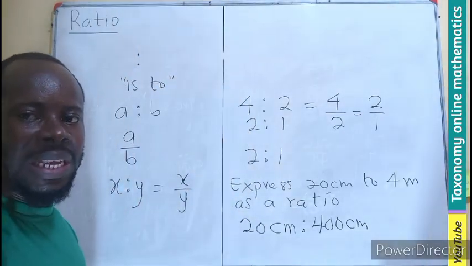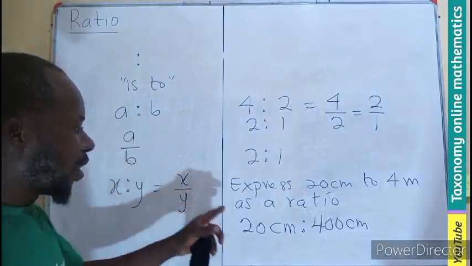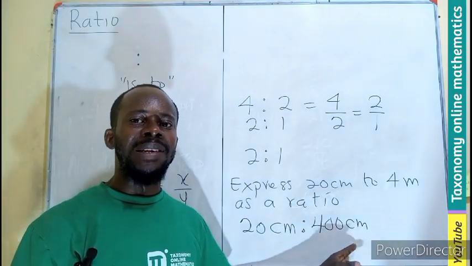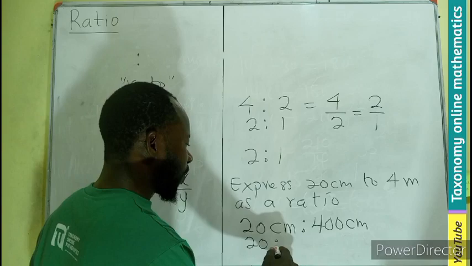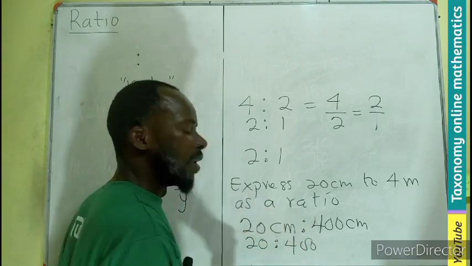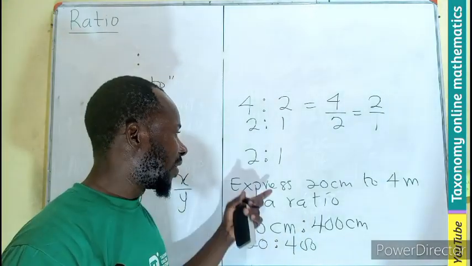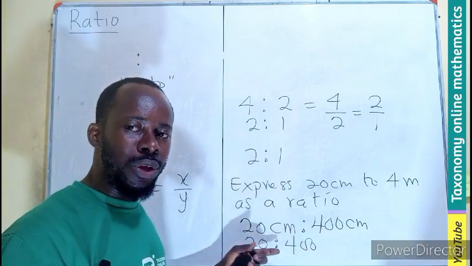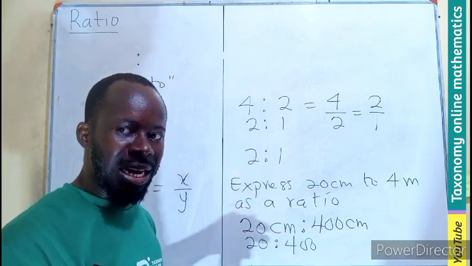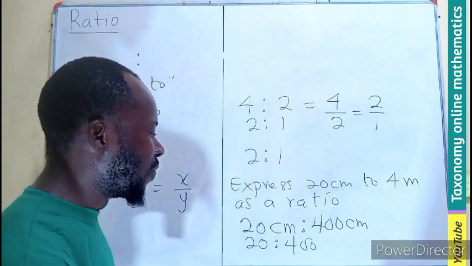But you remember we mentioned that it's a fraction. Therefore, centimeter divided by centimeter will cancel, so I'll be left with 20 is to 400. In this case, we are saying that it must be in the simplest form. So we look out for a number that we can use to divide both sides, any number that you think can be a common factor.